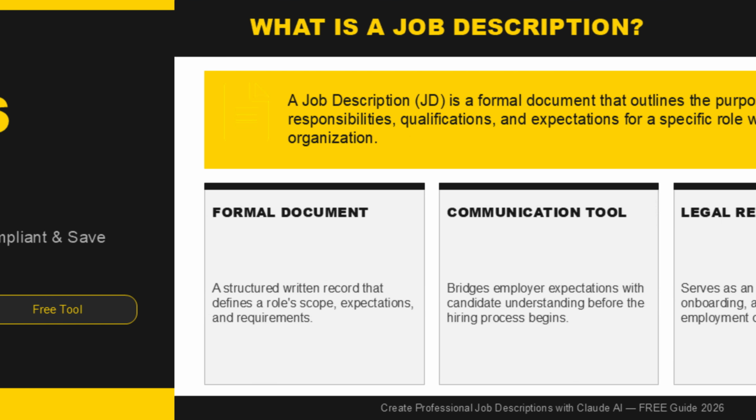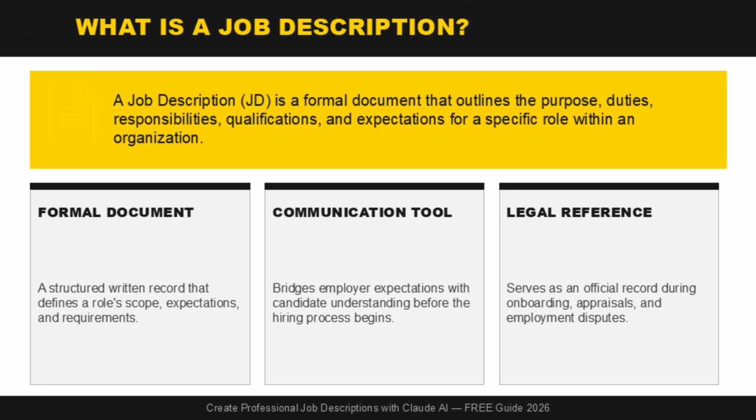Let's dive in. So what exactly is a job description, or JD? A JD is a formal document that defines the purpose, duties, responsibilities, required qualifications, and expectations for a specific role. Think of it as the contract of intent between an employer and a potential hire. It's three things in one. A formal document that defines scope, a communication tool that sets candidate expectations, and a legal reference that protects both parties during onboarding, appraisals, and even employment disputes. Without a well-written JD, hiring becomes guesswork, and that's expensive.